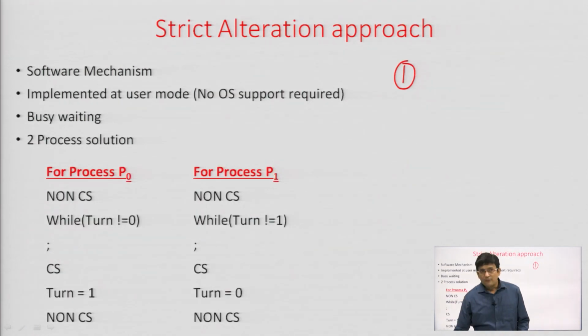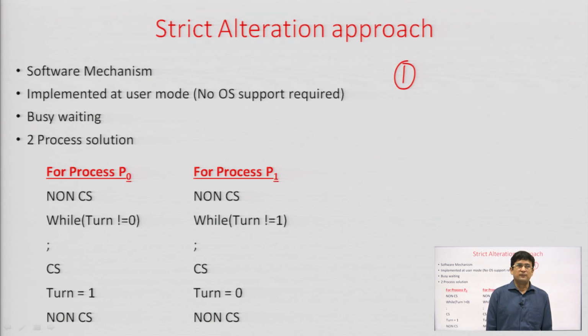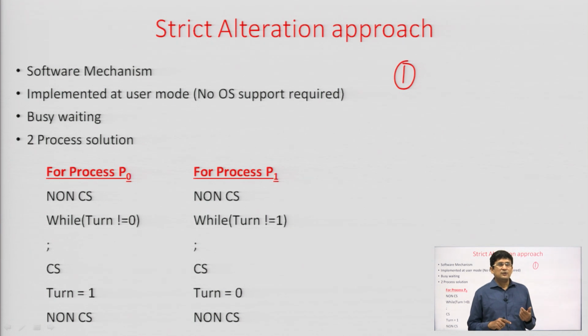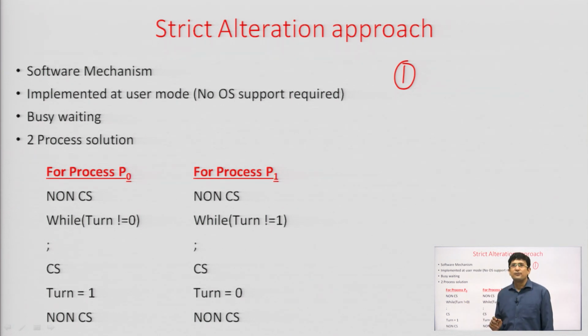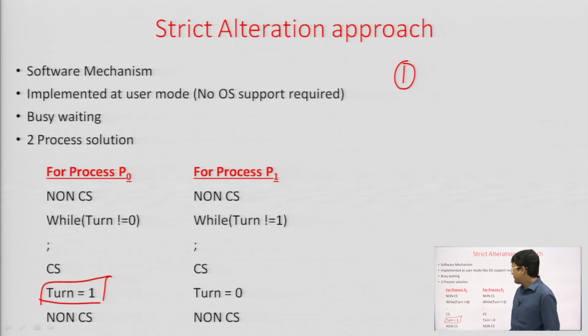For that we have a solution known as the strict alteration approach. What will the strict alteration do? Strict alteration is a two process solution. In it, first the P0 process will run, then P1 will run, and then again P0 will run, then P1, then again P0, then P1. It means there is alteration of the execution. So, this is a software mechanism. Here is the solution for the P0 process. Let us take a turn variable. If the turn value is 0, it means process 0 will execute. After executing, the P0 process sets the value of turn as 1. It means now it gives the chance to process number 1 to enter the critical section.